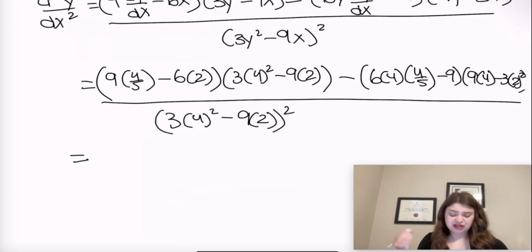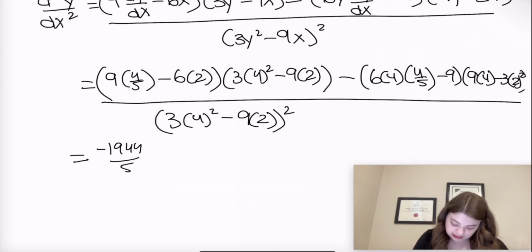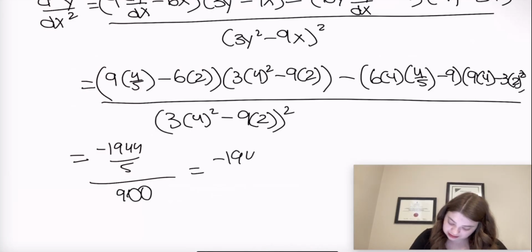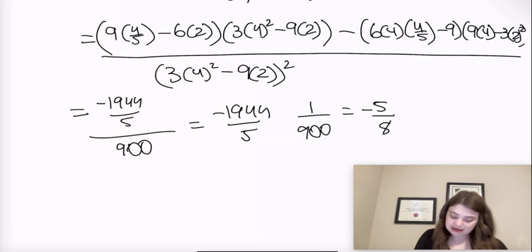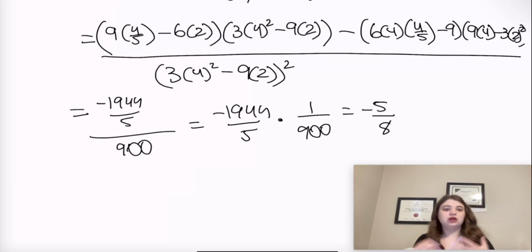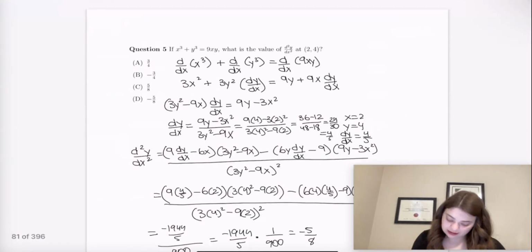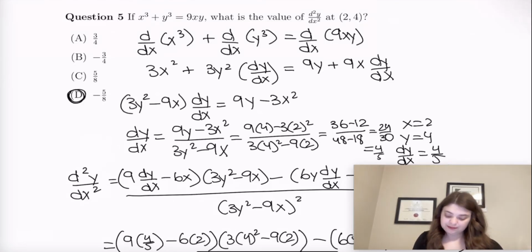I'm actually just going to cut to the chase on this part. We're going to end up with, in the numerator, negative 1,944 over 5, and then in the denominator, 900. And then if we just do the division on that, we're going to get negative 5 over 8. So I know we're just kind of cutting to the chase on some of that ending stuff because I'm sure we know how to plug in numbers. We know how to do all that kind of stuff. So we end up with negative 5 over 8 as our answer. And that would be answer D. So that's the answer for that one.